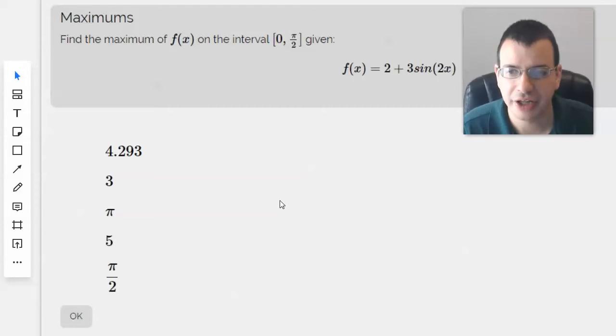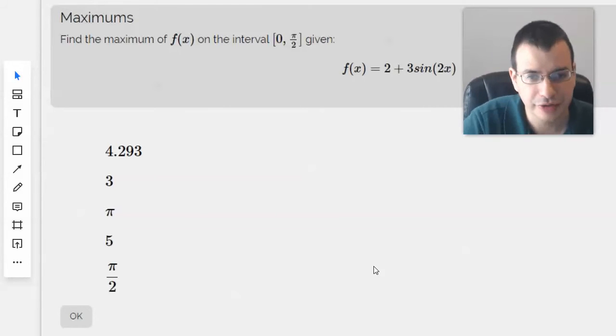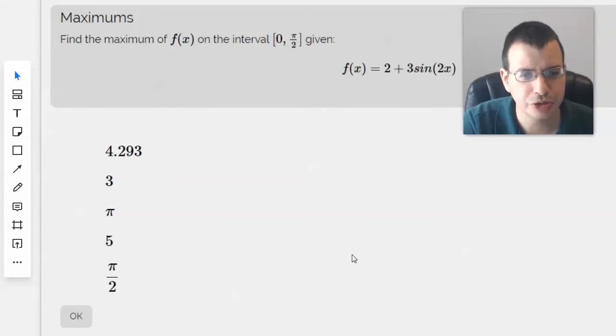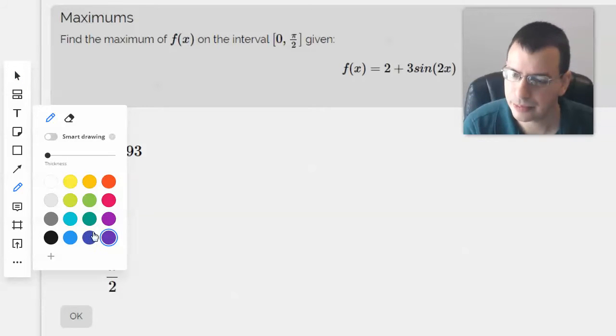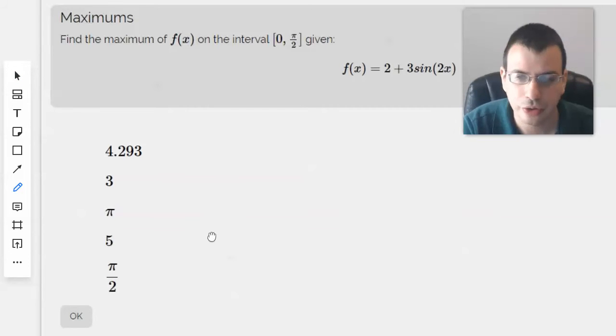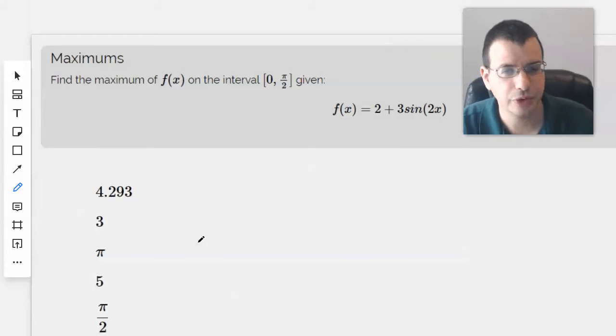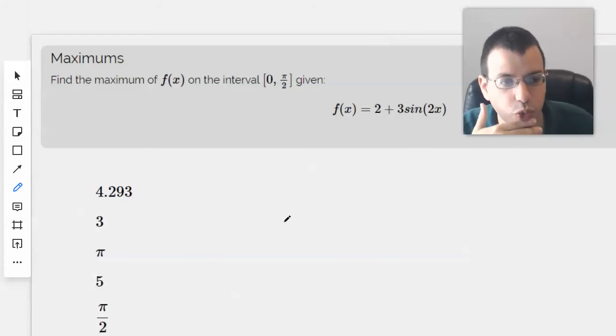Find the maximum of f of x on the interval 0 to pi over 2 inclusive, given that f of x equals 2 plus 3 sine of 2x. Okay? So, first thing we'll think about is derivatives.